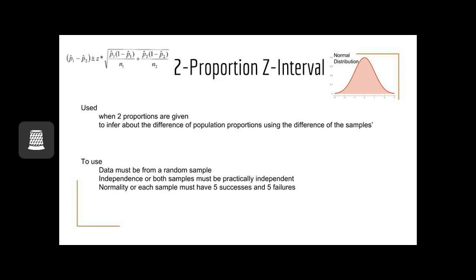You'll use it when 2 proportions are given and to infer out the difference of population proportions using the difference of the samples. Data must be from a random sample, samples must be independent, and the normality of each sample must have 5 successes and 5 failures.